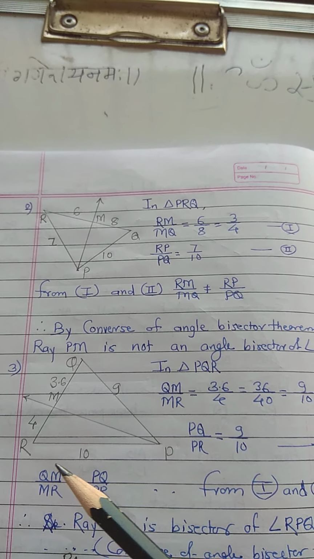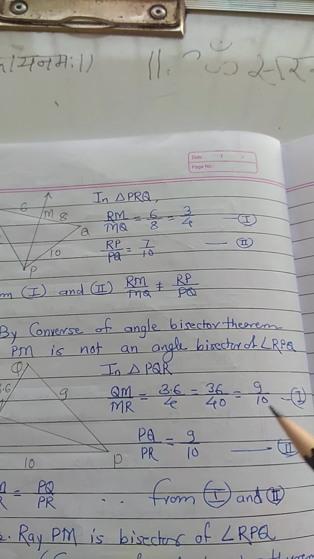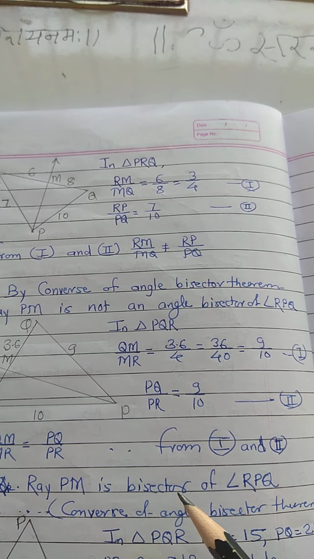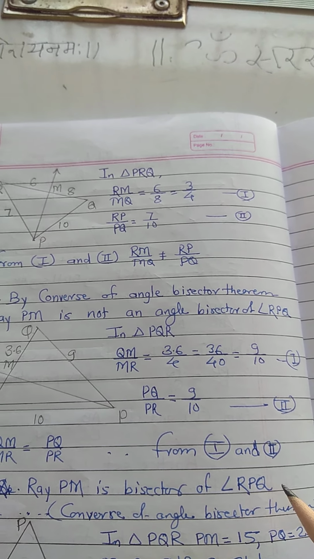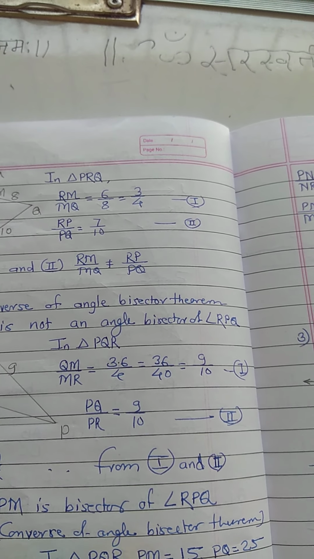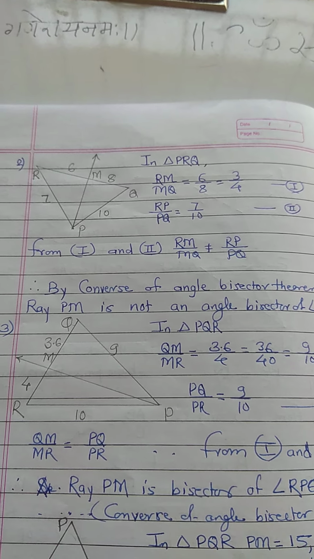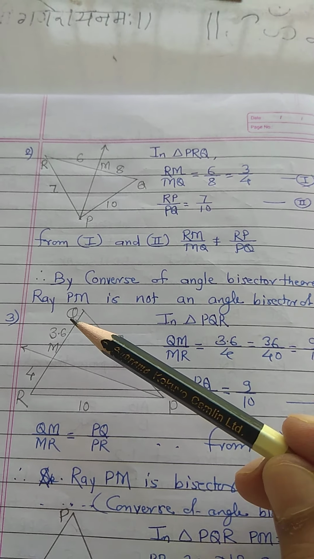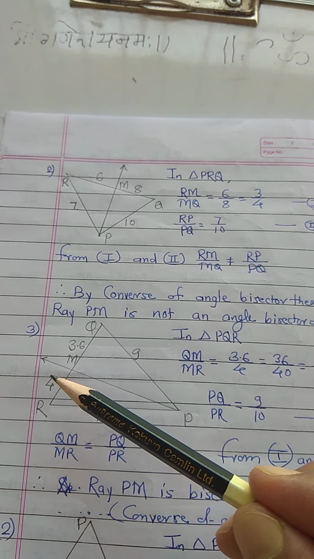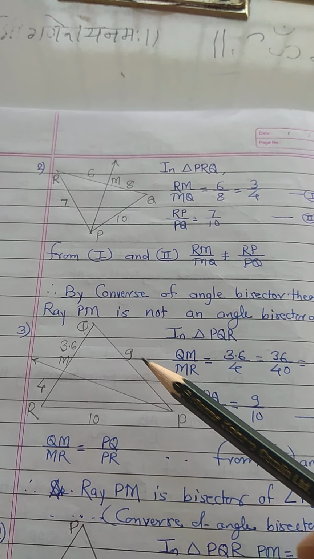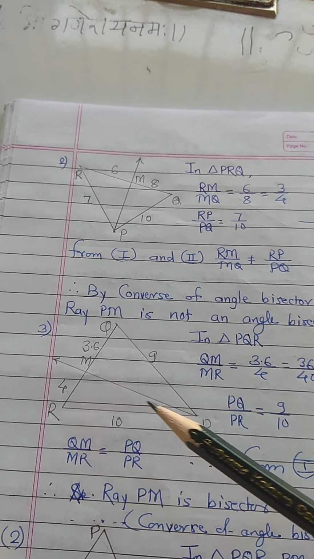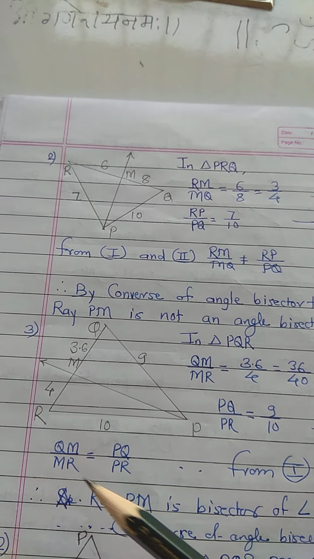PQ upon QR is also 9 upon 10. By Roman 1 and 2, both the ratios are equal, and therefore ray PM is a bisector of angle RPQ, or QPR, by converse of angle bisector theorem. The converse of angle bisector theorem is: if the ratio made by the ray is equal to the ratio of the remaining sides, then we will say that the ray is a bisector of this angle QPR.